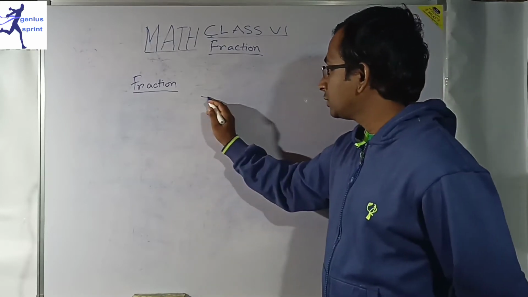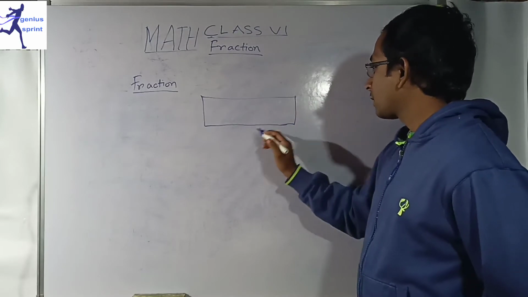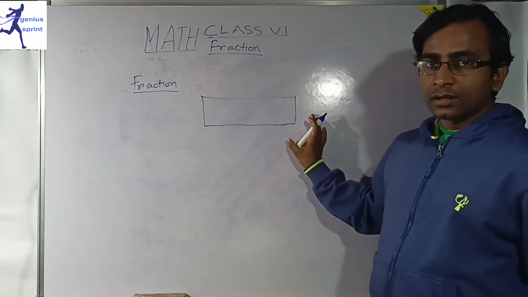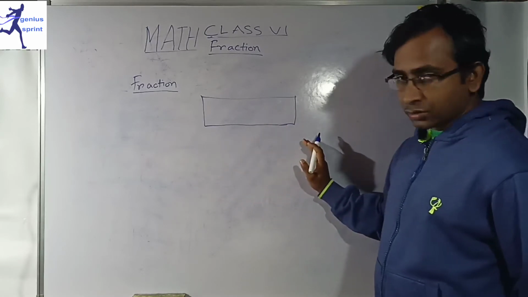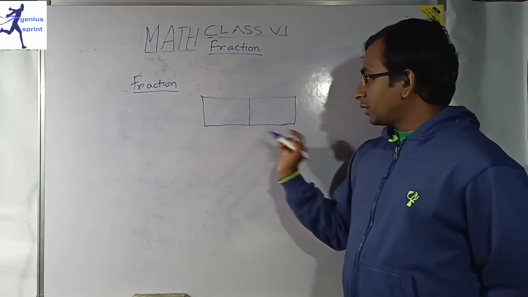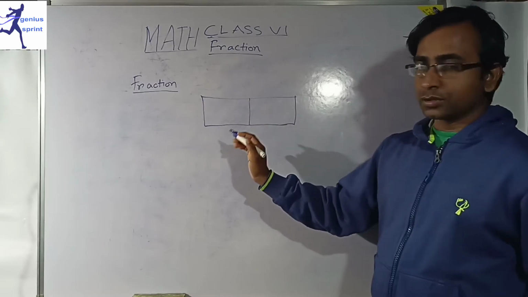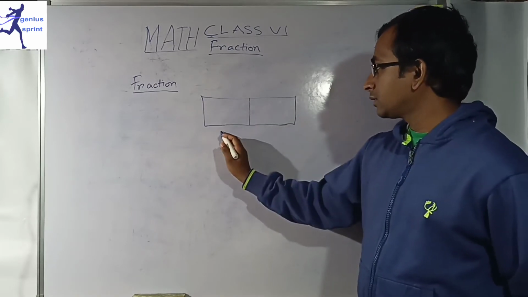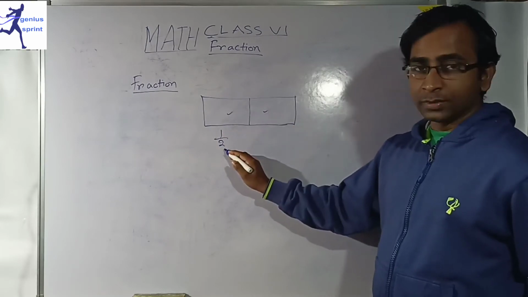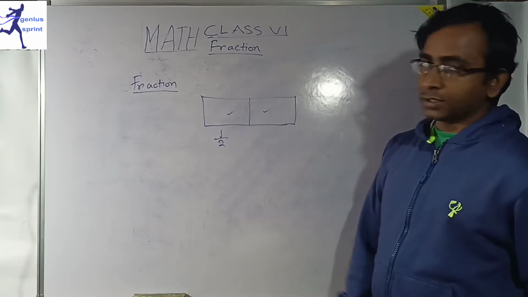For example, suppose this is a chocolate, a whole chocolate. You can divide it into two parts. I have divided this chocolate into two parts, which means half and half portions of it. So here I can write it as 1/2. That means there are two parts in total, so 2 will be in the denominator, and I have taken one part, so 1 is the numerator.